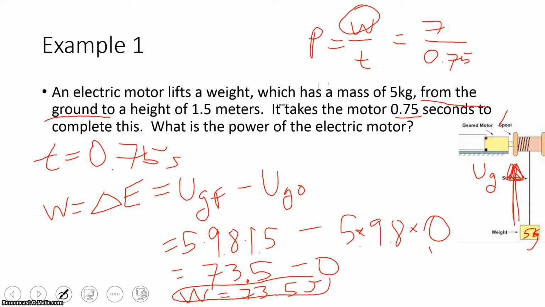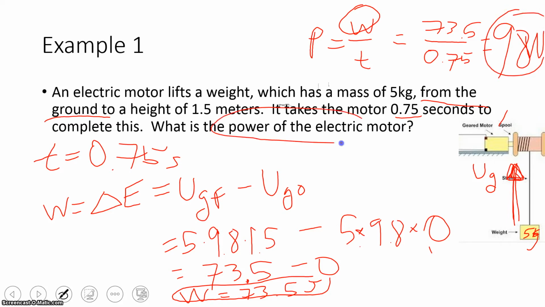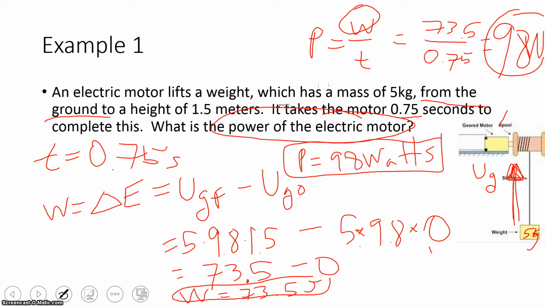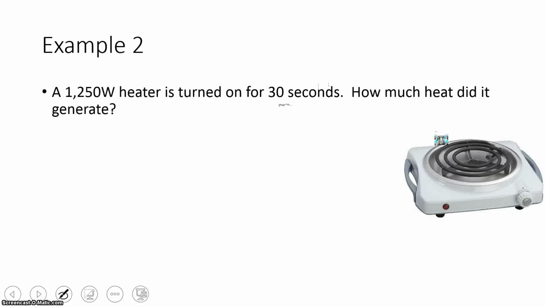Work is 73.5 joules, and then I divide it by 0.75 to get the power. That's 98 watts. So the power of the electric motor is equal to 98 watts. That is how you can use the formula to calculate power. That one was straightforward. We solved for power. In the next example, you are given the power.